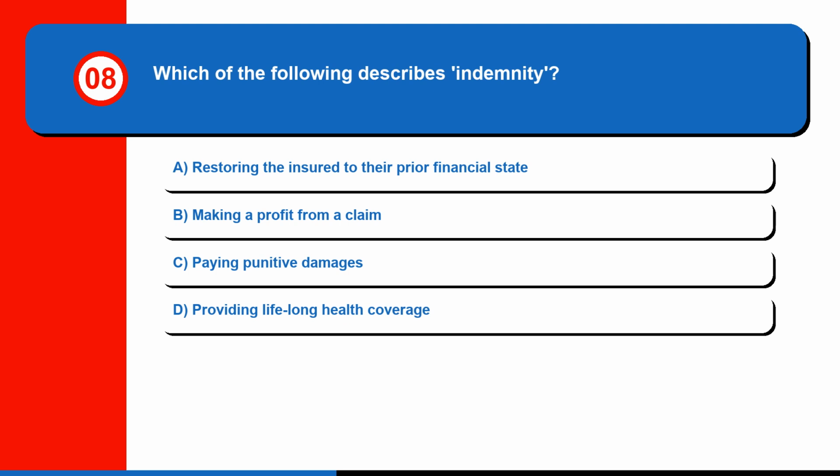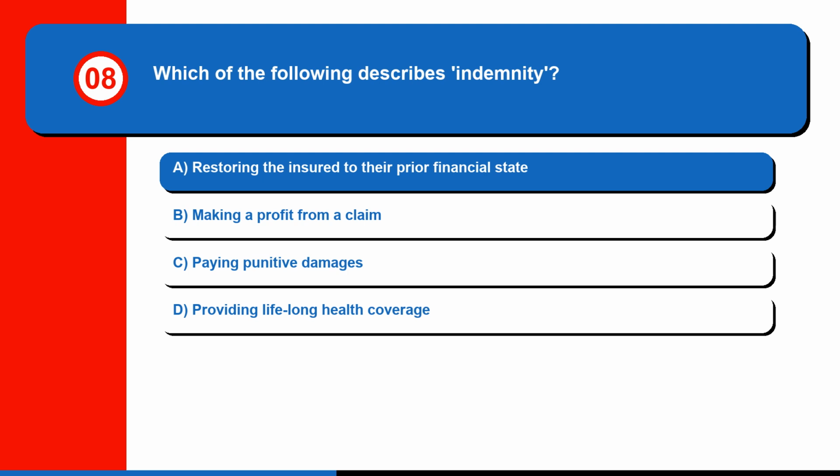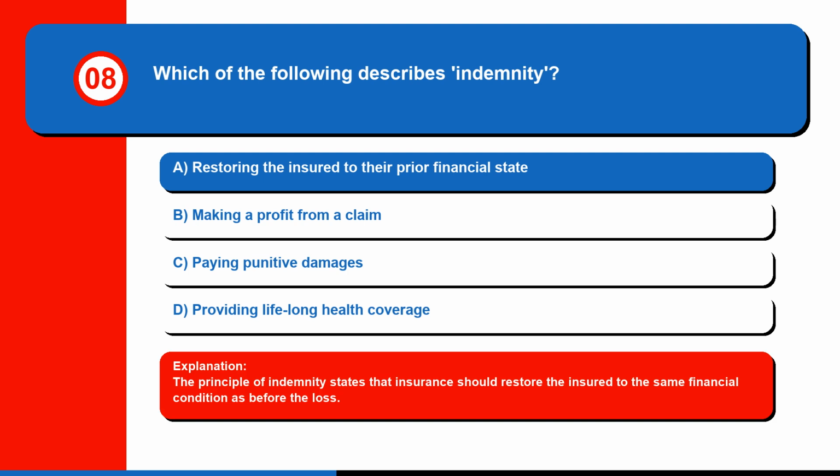Question 8. Which of the following describes indemnity? A. Restoring the insured to their prior financial state, B. Making a profit from a claim, C. Paying punitive damages, or D. Providing lifelong health coverage. The correct answer is A. Restoring the insured to their prior financial state. The principle of indemnity states that insurance should restore the insured to the same financial condition as before the loss.